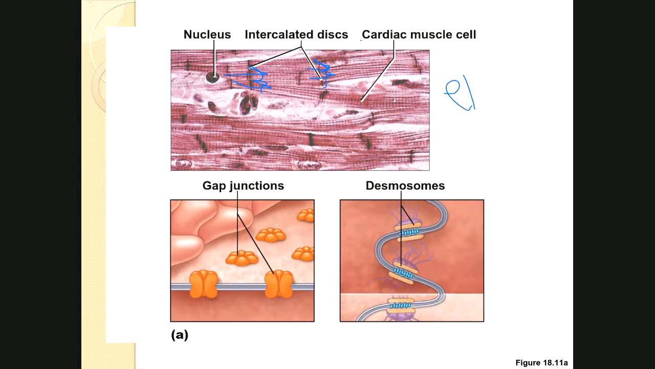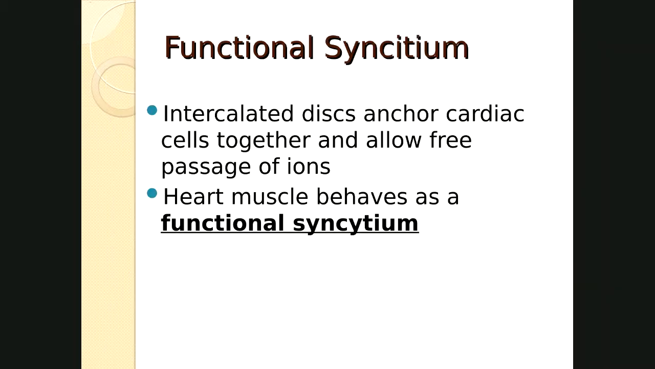So if one cell goes through an action potential, because we have these leak channels in between the cells, then this cell is going to go through an action potential. If this one goes through an action potential, this one's going to, and then this one, and then this one. And so the cells are linked together. And it's because of these intercalated discs that they link them together electrically.